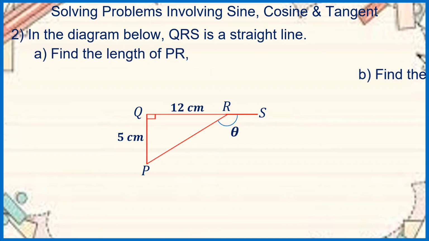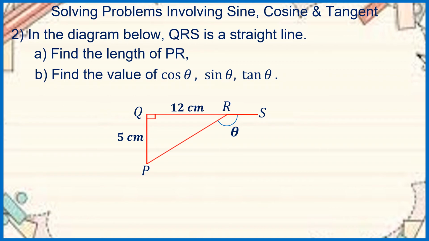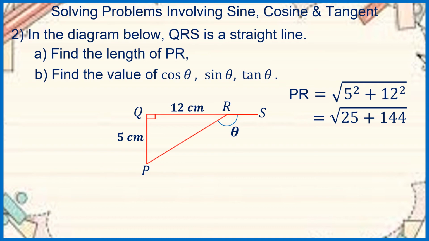Then we need to find the length of PR, and we need to find the value of cosine theta, sine theta, and tangent theta. First, we need to have the PR. So PR is equal to the square root of 5 squared plus 12 squared. Since we are finding the hypotenuse, we need to add. So 5 squared is equal to what? And 12 squared is equal to what? Correct. It would be equal to square root of 25 plus 144. Simplifying further, we get 169. So square root of 169. So PR is equal to 13 centimeters.